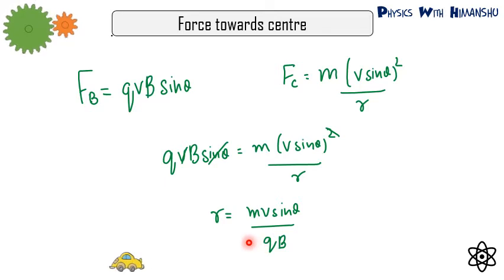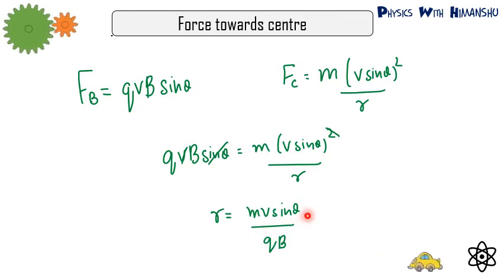Now if you see, if you put theta equal to pi by 2, then we'll get the same formula that we derived yesterday, that is mv by qB. So you have to remember this formula for radius. So radius depends on angle. Remember this thing that radius depends on angle and the formula for radius will be mv sin theta by qB. So the required centripetal force is being provided by the magnetic force.